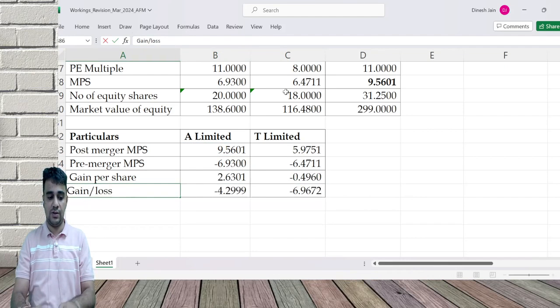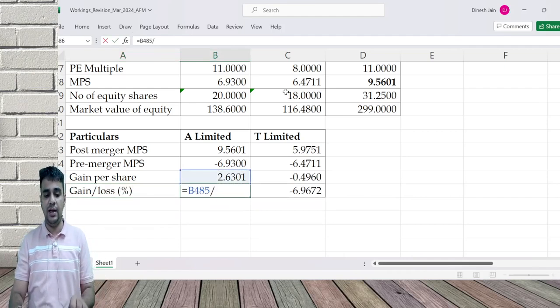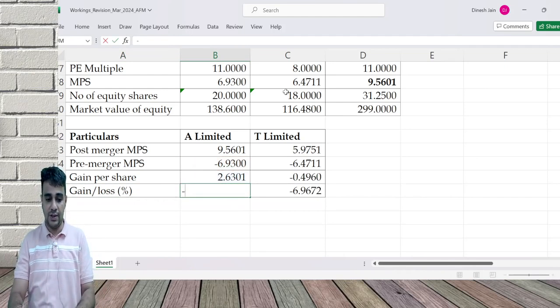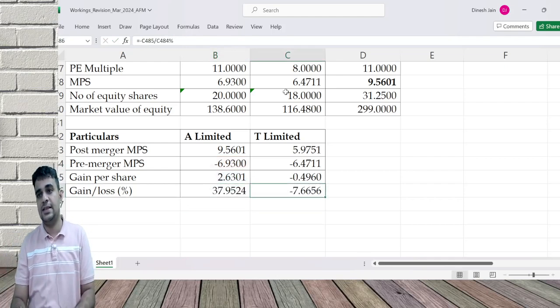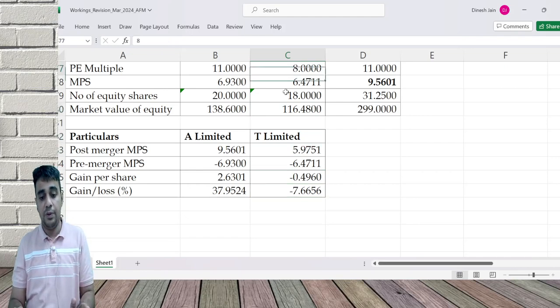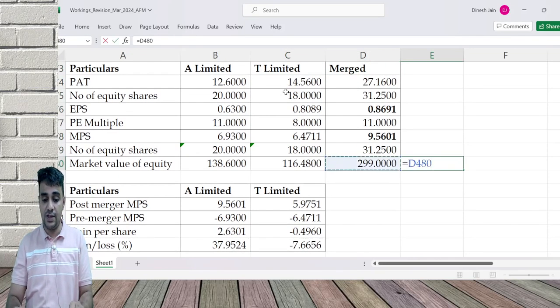You can also calculate this in percentage. I say this question alone did percentage. What is percentage? Whatever gain on your base price. Base is the original price. It is 37% and 7%. 37% one party is gaining, 7% other party is losing. So this merger is not a good merger because the synergy gain, the ratio in which they have distributed, is wrong.